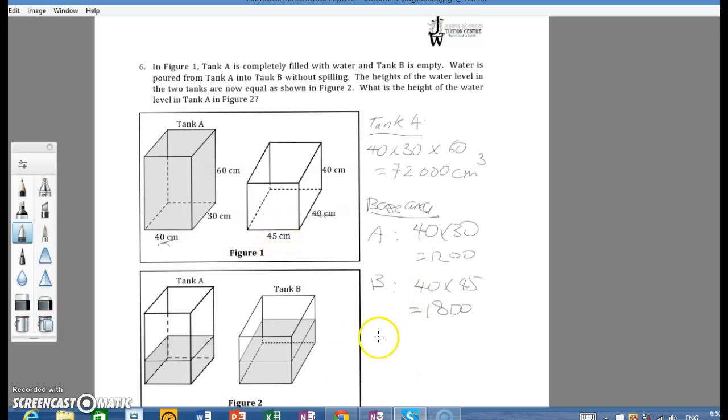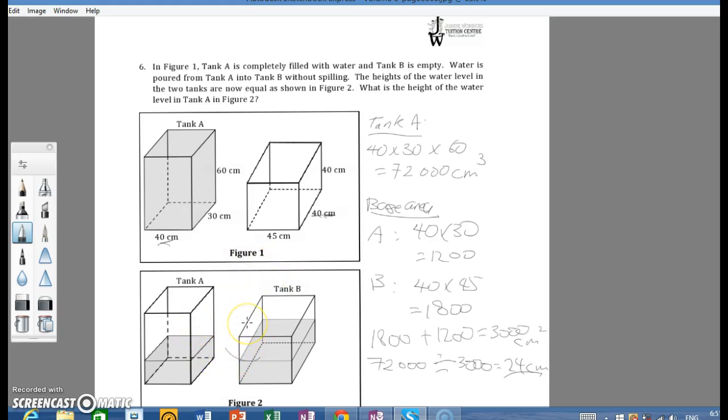So they have a common base area of 1,800 plus 1,200, which is 3,000 square centimeters. Given the base area to be 3,000 square centimeters, we just have to take the volume of water in tank A, which is 72,000, divided by 3,000, and you will get 24 cm. So that will be the height of the water level in tank A in figure 2, which is when they are the same height.